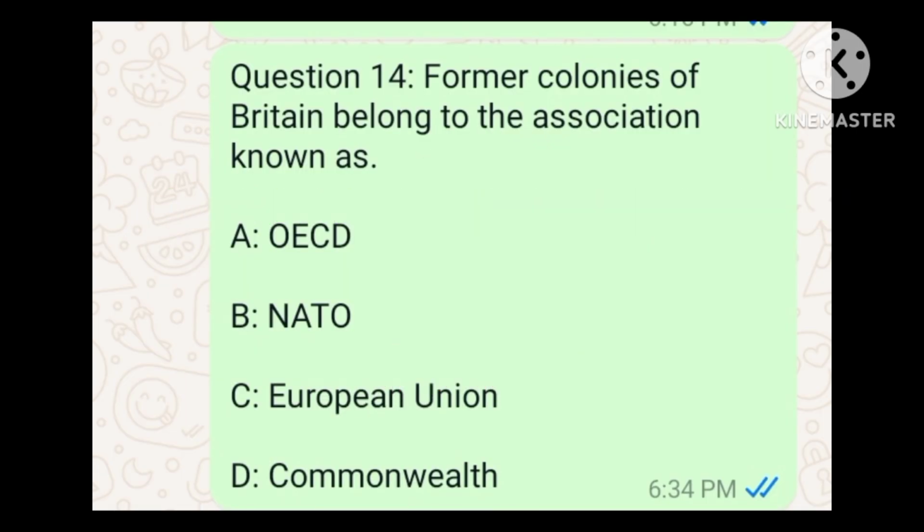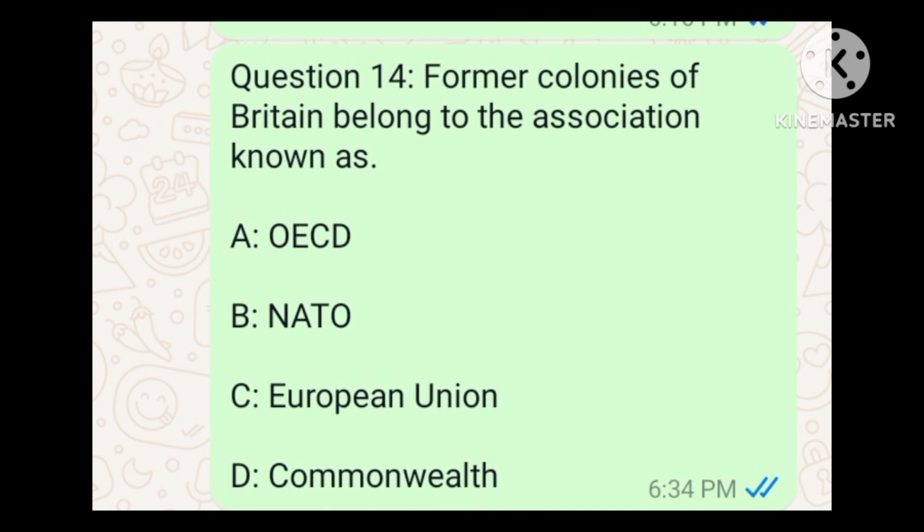Question number 14. The question is, former colonies of Britain belong to the association known as. Option A, OECD. Option B, NATO. Option C, European Union.